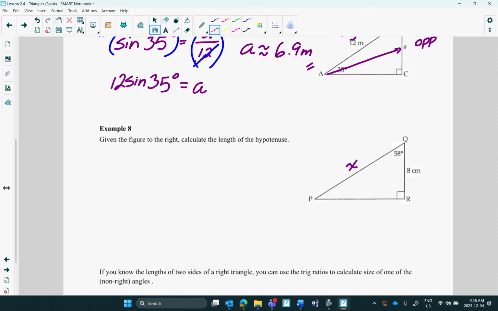And we know that this is the hypotenuse. What's the name of this side? Adjacent or opposite? Adjacent. Which means what trig ratio am I going to use? Cosine. So I've set it up: cosine of whatever the angle is. In this case, it's 58 degrees, equals the adjacent length, which is 8, over the hypotenuse length, which we solve, X.